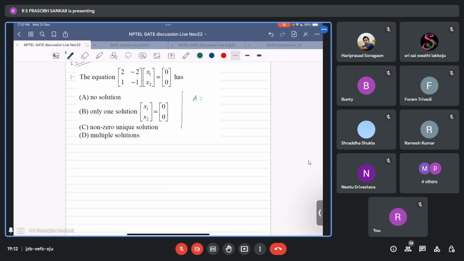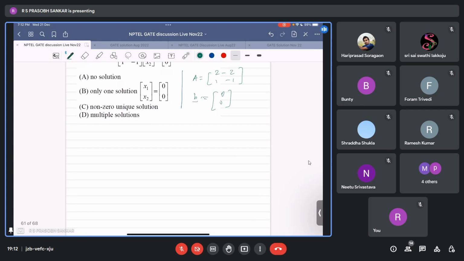So we have A to be 2 minus 2, 1 minus 1, and this vector B happens to be 0 0. Now what do we want to find? We want to find what is the rank of A and what is the rank of this augmented matrix, A augmented with B.